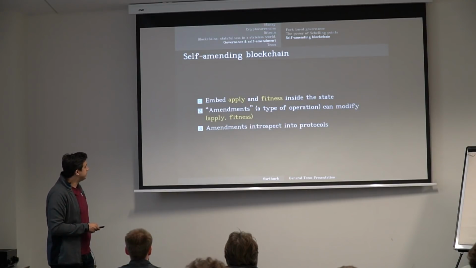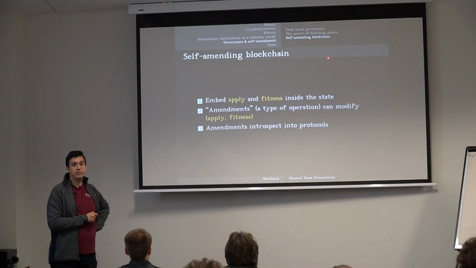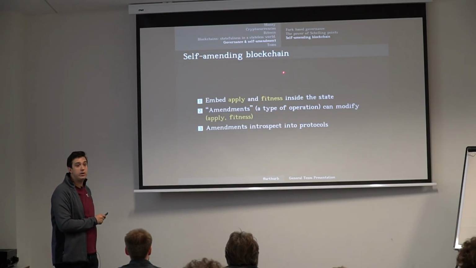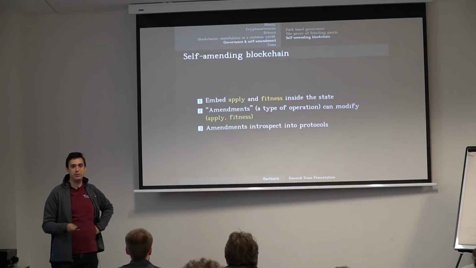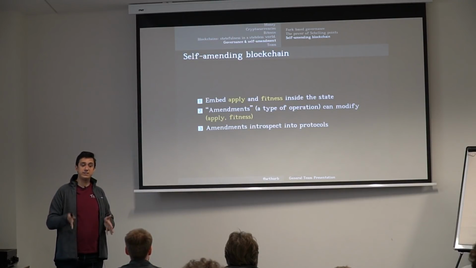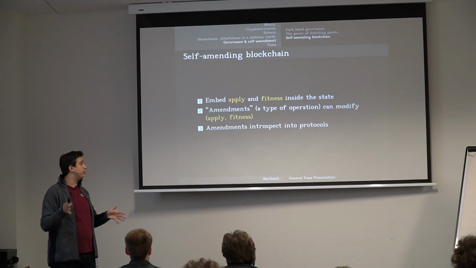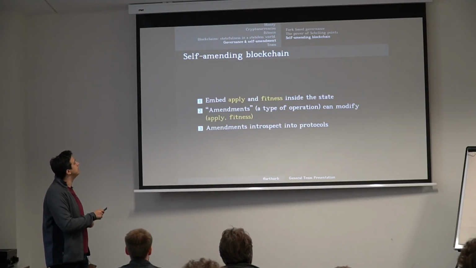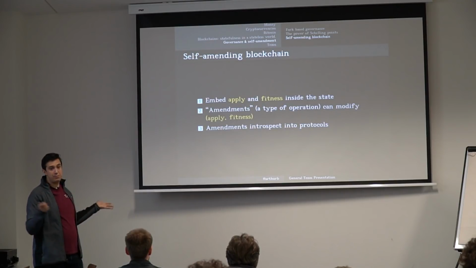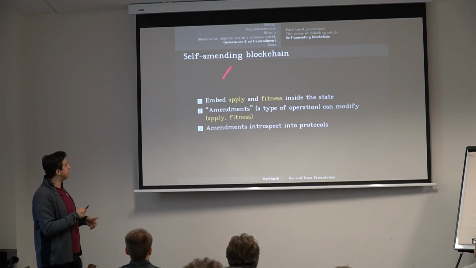So how do we do that? Well, you remember the apply function and the fitness function? We can treat those functions as a value and put them inside the state that we modify. So now the state of our blockchain, instead of just containing the state of balances or the total amount of work, is also going to contain the function itself. And we'll have a new type of operation called an amendment, which can modify those.